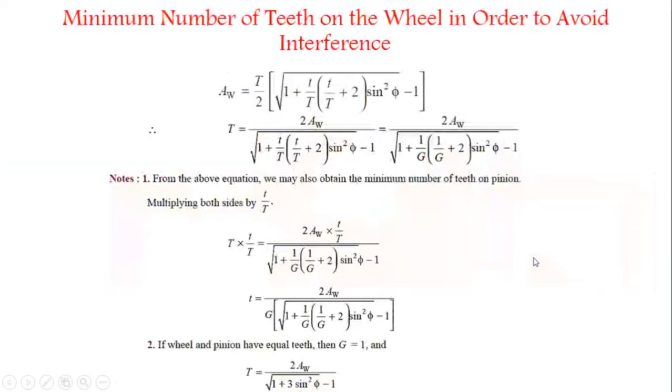The next one is the minimum number of teeth on the wheel. The previous one was the minimum number of teeth on the pinion. Here is the number of teeth on the wheel in order to avoid interference. Wheel is nothing but gear. Here AW means addendum on wheel. AW equals capital T divided by 2 into square root of 1 plus small t divided by capital T into (small t divided by capital T plus 2) sine square pi minus 1.